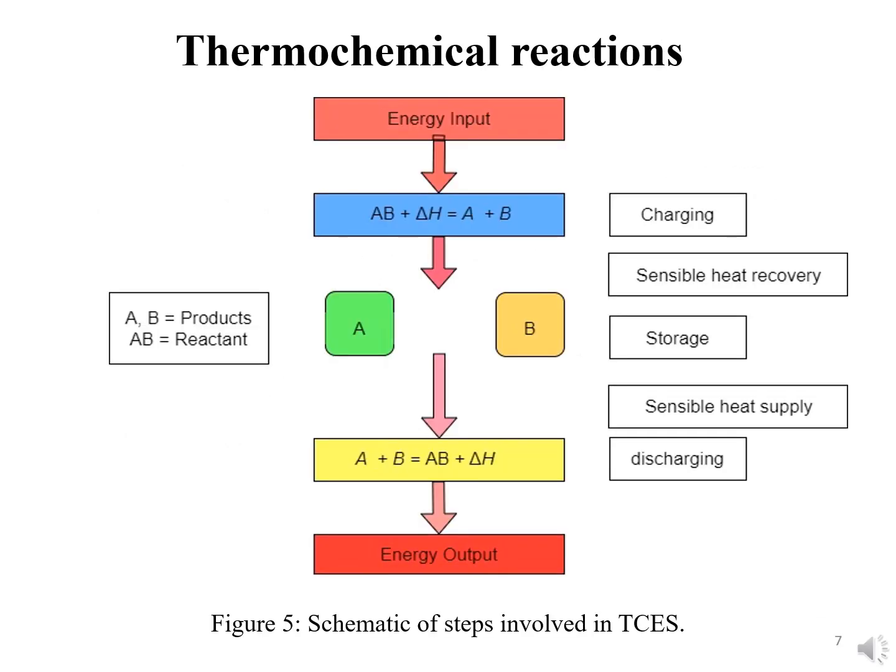Thermochemical reactions are reversible in nature, with the thermal energy being supplied and released during the endothermic and exothermic steps respectively. The operation of TCES involves three significant steps. Those are charging, storage and discharging. As shown in figure 5, when energy is given to a reactant AB in the form of heat, the excess heat is stored in the form of products such as A and B. Now, as per the application, when we want to reuse that excess energy or heat, we can simply supply heat and discharge it in the form of reactant.